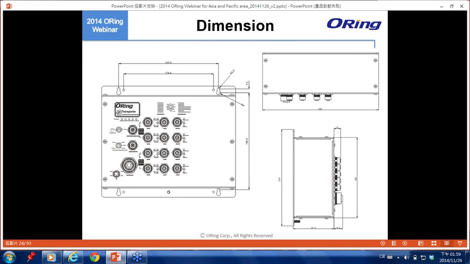The reason why I show the dimension here is because in ORing's transport service products, the bypass ports, or let's say the additional ports, are mostly placed and installed on the right hand side. For this model, TGPS 9084, and maybe the next model, TGPS 9164, the additional ports and the bypass function will be placed on the left hand side, as you can see from the dimension, the front view.